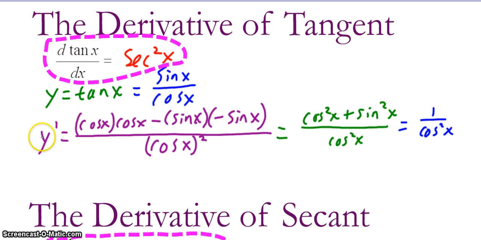Now when I take the derivative, I use the quotient rule. So bottom times the derivative of the top, the derivative of sine of x is cosine of x, minus the top times the derivative of the bottom over the bottom squared. Now if I simplify this, I end up with cosine squared plus sine squared in the numerator. That's my Pythagorean identity, that is 1, so I get 1 over cosine squared of x. That simplifies to secant squared of x.